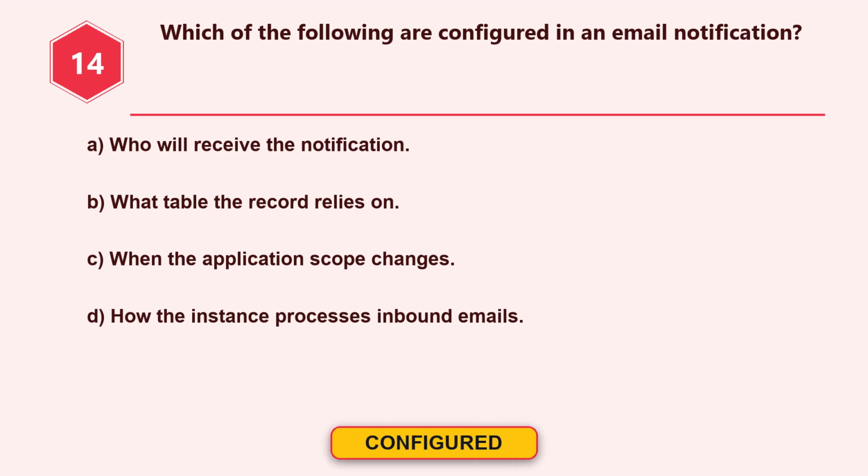Question 14. Which of the following are configured in an email notification? Option A. Who will receive the notification? Option B. What table the record relies on? Option C. When the application scope changes. Option D. How the instance processes inbound emails.